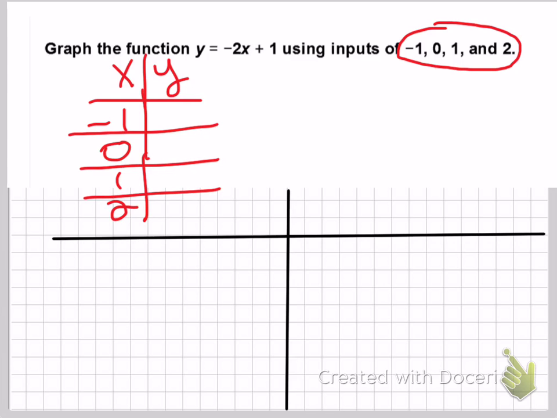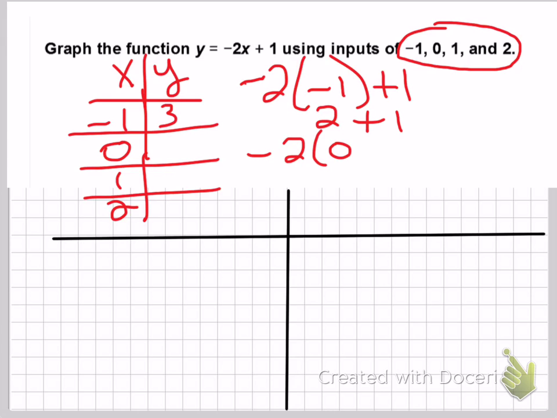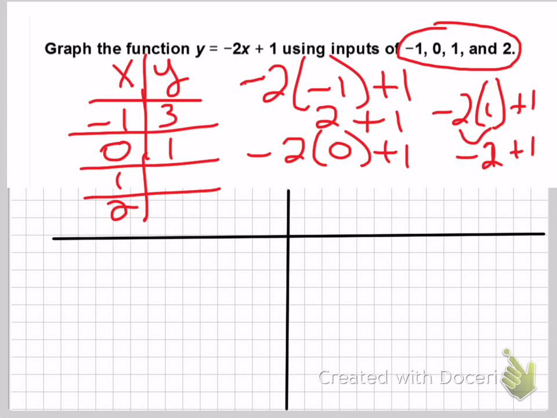So if I put a negative 1 in, so negative 2 times negative 1 plus 1. Negative 2 times negative 1 is 2. 2 plus 1 is 3. If I put a 0 in, negative 2 times 0 plus 1 is 1. If I put a 1 in, negative 2 times 1 plus 1. So negative 2 times 1 is negative 1. I'm sorry, negative 2. And then plus 1 is negative 1.